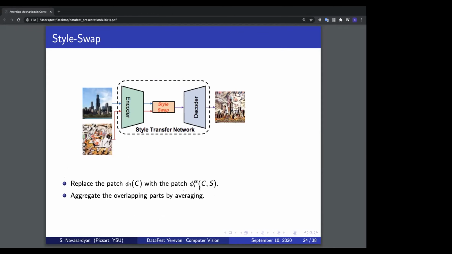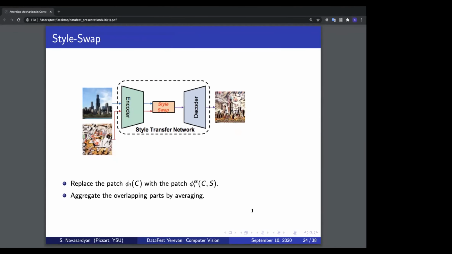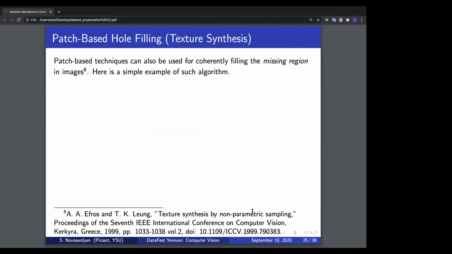So this operation is called style swap because we are replacing patches of the content tensor with patches of the style tensor, and we produce a nice result like this. Also, I would like to mention that here, instead of taking the best matching patch, one can take several close patches and randomly sample from them, which is done for the next algorithm.